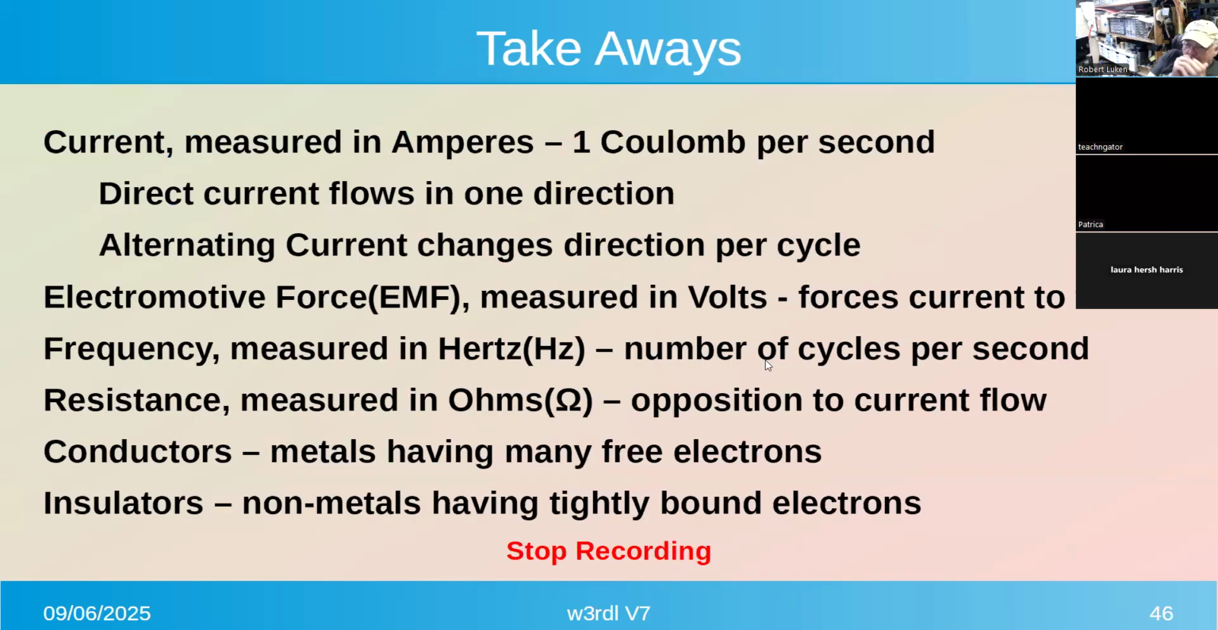Okay. So we talked about current being measured in amperes. Direct current flows in one direction and alternating changes direction per cycle. Electromotive force we measure in volts, and that's what creates current flow. We measure frequency in hertz. We measure resistance in ohms, and resistance is the opposition to current flow, regardless of whether it's DC or AC. Conductors have many free electrons, and insulators basically have no free electrons.